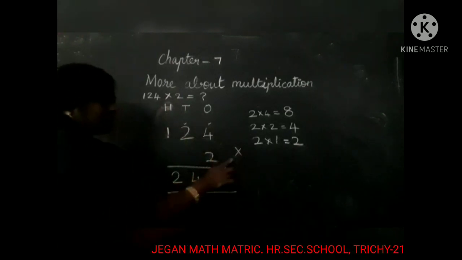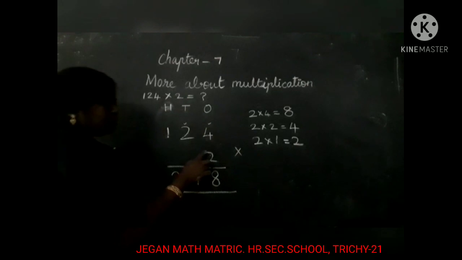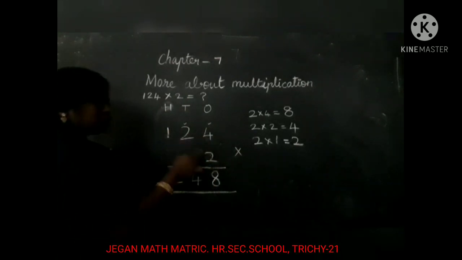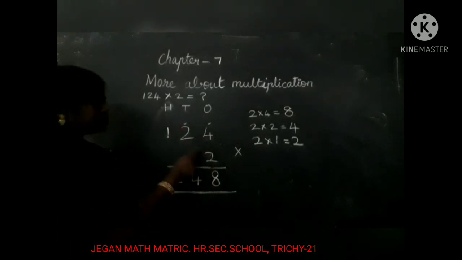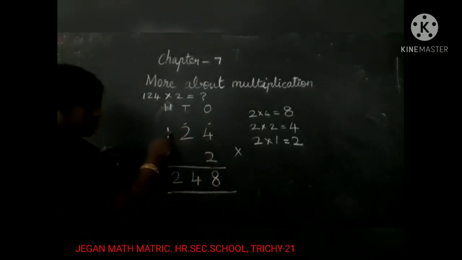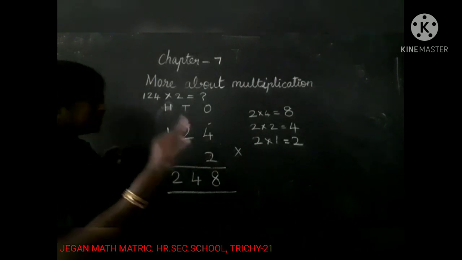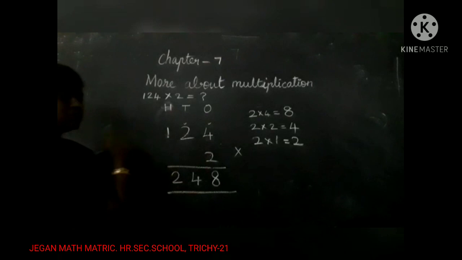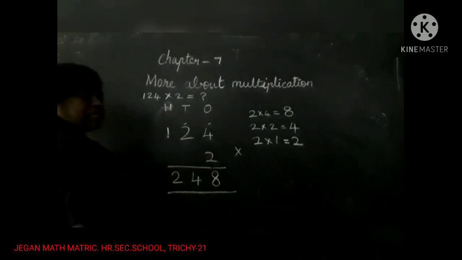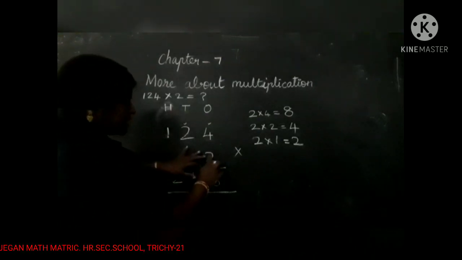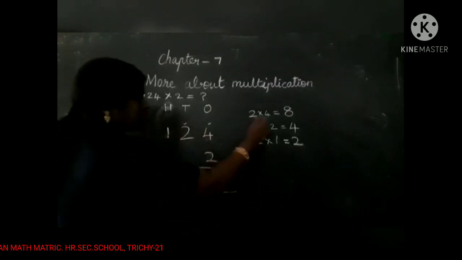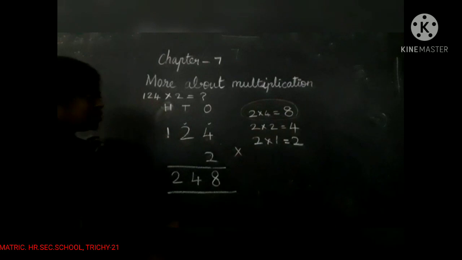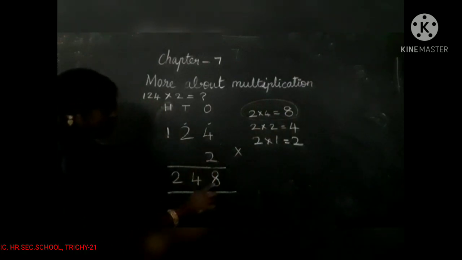Now we are going to multiply. 2 into 4, first step. Second, 2 into 2. Then 2 into 1, third. 2 into 4, 2 into 2, 2 into 1. Keep this in your mind. First, 2 into 4. What is the answer? 2 into 4 is 8. So 2 into 4, 8.